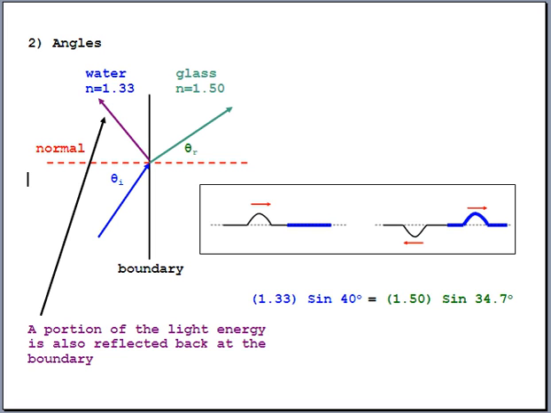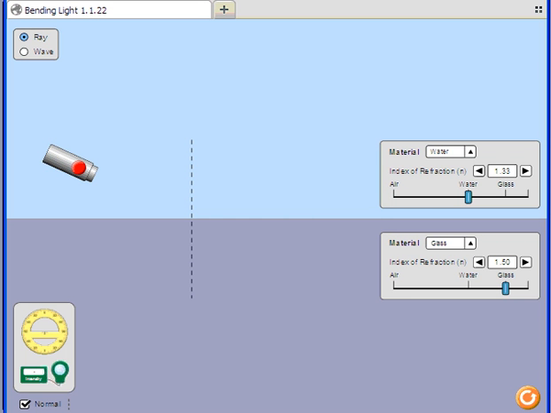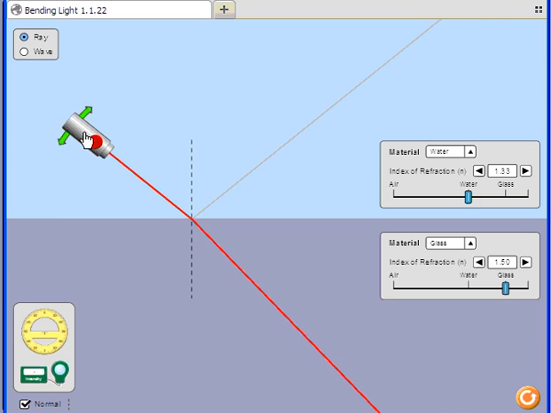Now, I can actually simulate this story of a light beam trying to go from water to glass with this little refraction simulator. I can pick my materials. I'm going to go from water to glass, turn my laser beam on, and you can see that, yeah, it is true. A portion of it reflects off, just like a mirror, maybe 40 degrees. That looks a little bigger than 40, maybe around there.